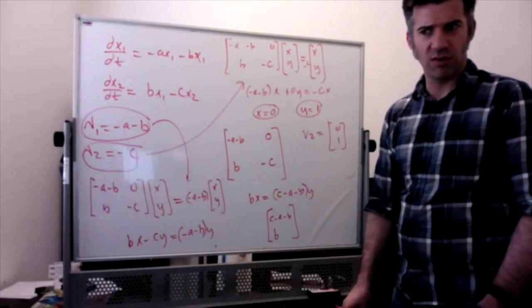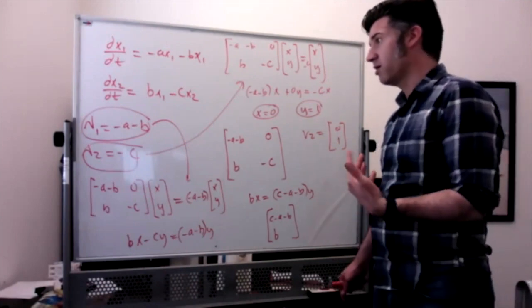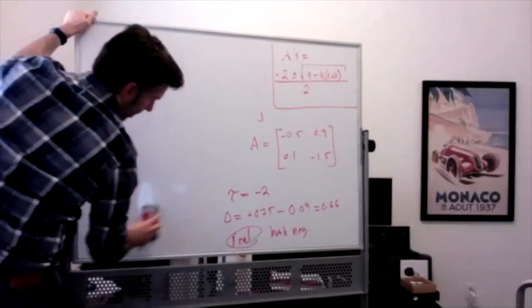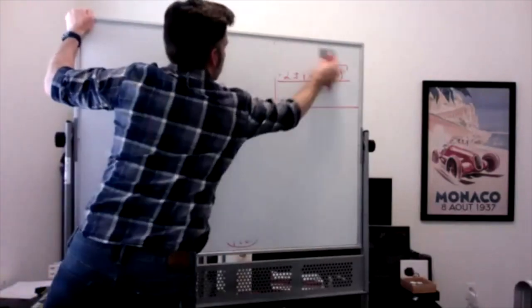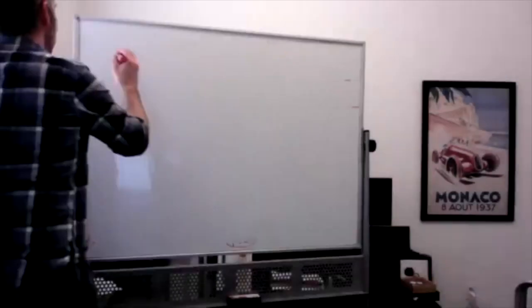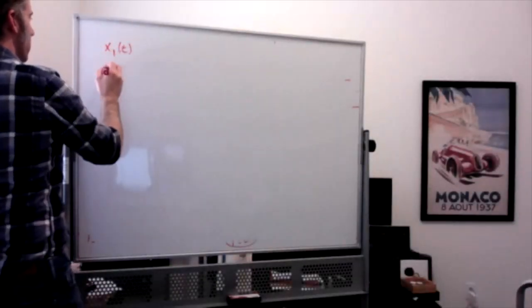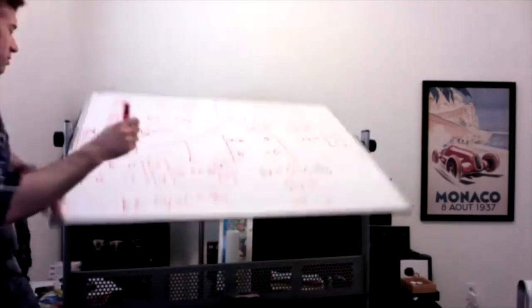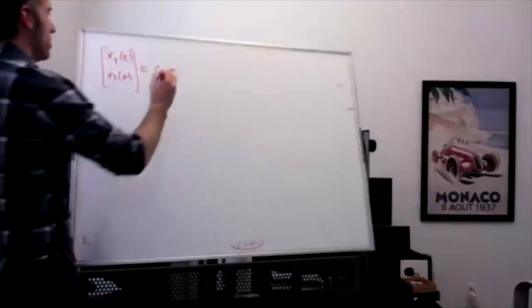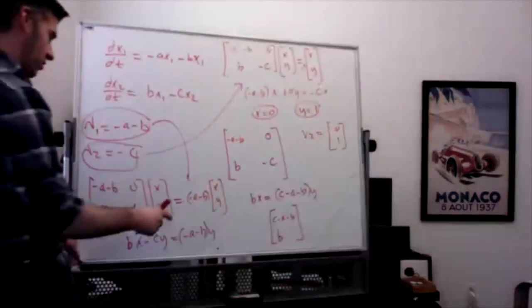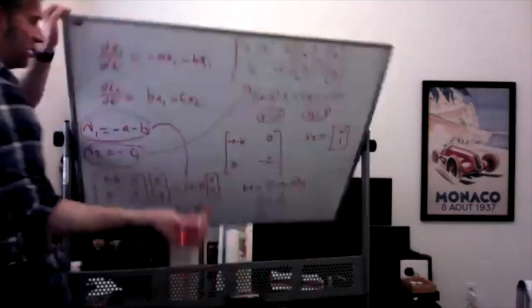How much more or less exciting? Okay, so then our solution to this system looks kind of bonkers, only kind of. So we've got x1 and x2. So x1 of t, x2 of t is going to equal c1 e to the lambda 1, which is negative a minus b, times v1, which was terrible, right? It was c minus a minus b.